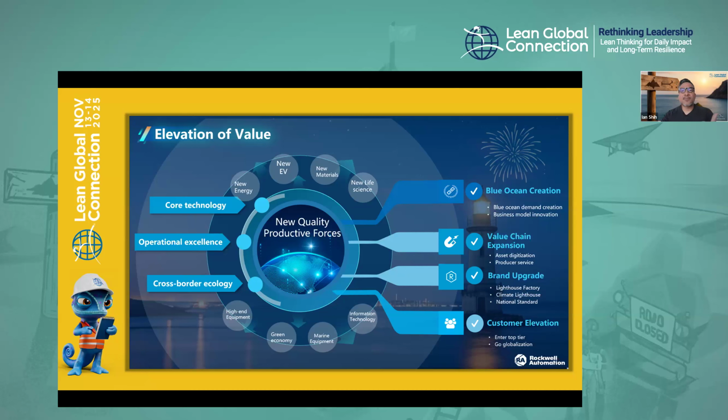But now, there are four elements that we try to elevate its value. The first of all is the blue ocean creation, which, as I identify, is the new demand generation, creating new demand. The second one is the value chain expansion, and then brand upgrade and customer elevation. So pretty much, if you look at those four elements, what we try to do is to elevate the entire value chain and industry chain through the capabilities. But we have to be thinking very differently to enable this change.